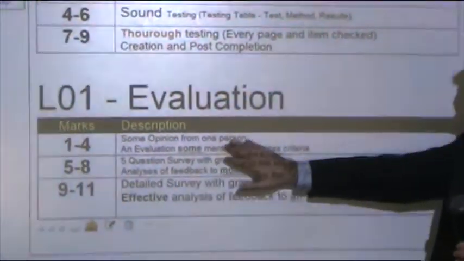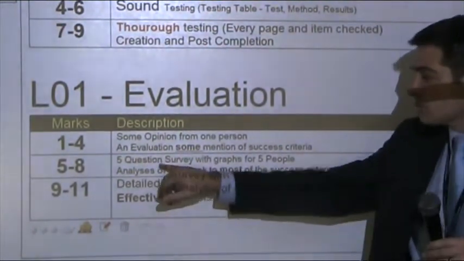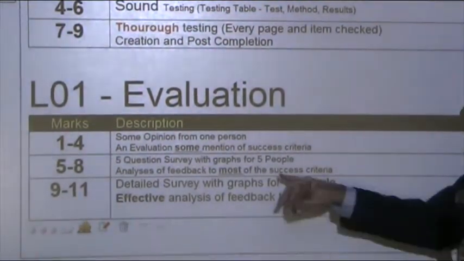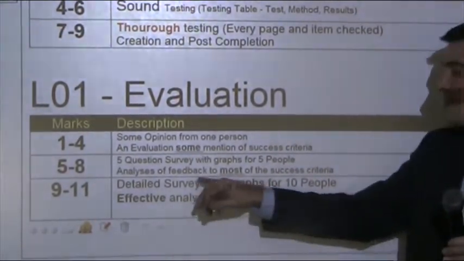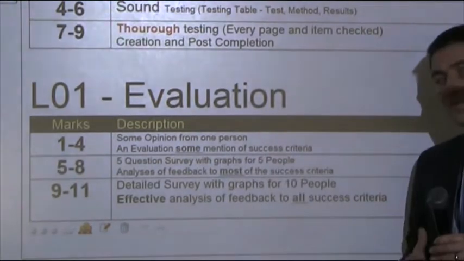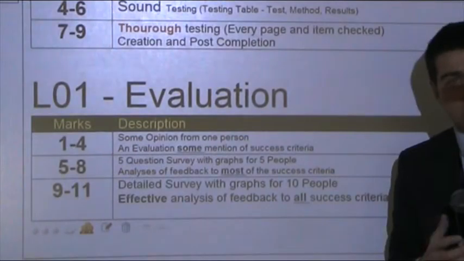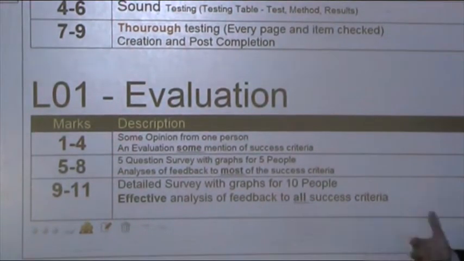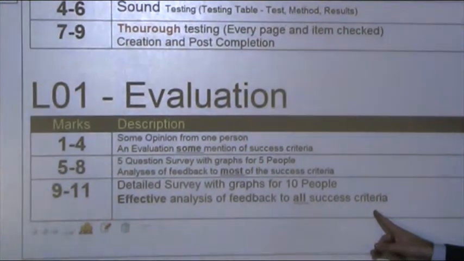The first band is about some opinion with some mention of success criteria. The mid band is when you have a detailed survey and you plot graphs. About 5 people giving you detailed feedback. And then the analysis, the write-up afterwards of how that makes your success criteria achievable. How many of your success criteria achieved. And of course the top band is all about the level of detail and talking about all your success criteria.